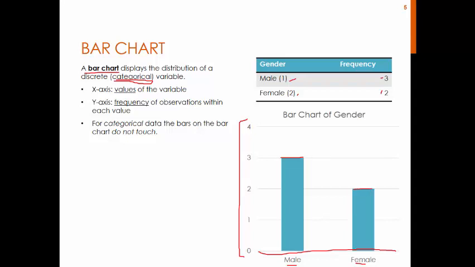Now notice for this bar chart that the bars do not touch. So that's one of the technicalities of a bar chart, but you don't often see it whenever you see bar charts or histograms and the differences in actual publications.